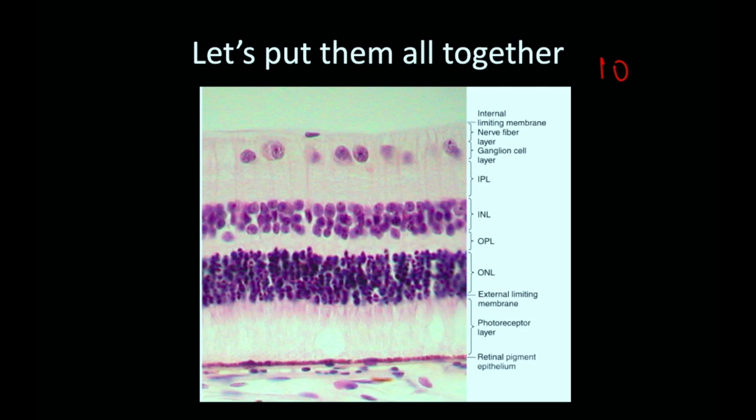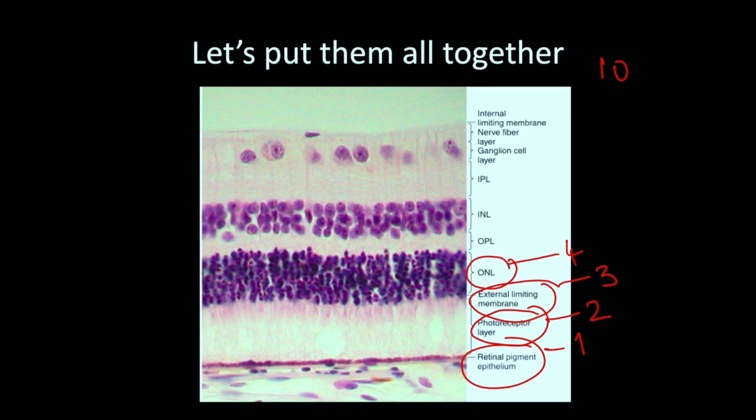So with the 10 layers: RPE, the photoreceptor layers of rods and cones, the external limiting membrane, the outer nuclear layer comprising the nuclei of the rods and cones, the outer plexiform layer where the rods and cones talk with the bipolar cells, the inner nuclear layer consisting of the nuclei of not just bipolar cells but also horizontal cells and amacrine cells as well as Muller cells, the inner plexiform layer where the bipolar cells talk with the ganglion cells, and the nerve fiber layer, which is nothing but the axons of the ganglion cells, and the internal limiting membrane.